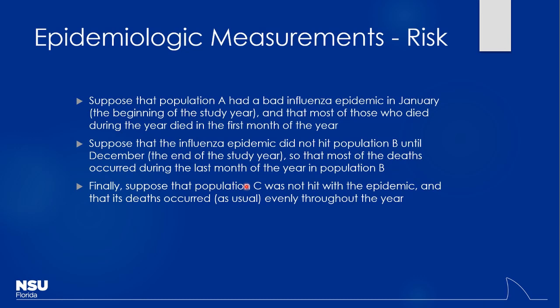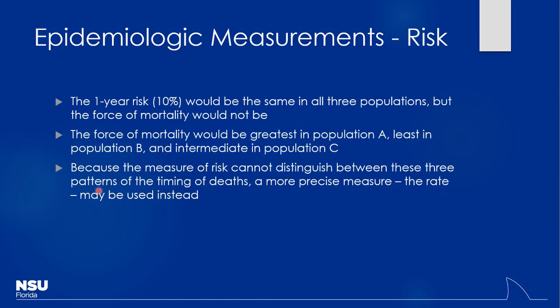Okay? Let's say that influenza epidemic did not hit population B until, say, December, so the following year, and then all 10% of their people died right at the very end. Okay? And then C was not really hit with any epidemics of influenza. Maybe they did better hand hygiene, who knows. But they had a very consistent rate of death throughout the whole period there. So overall, the risk of death is still what? 10% regardless, even though the patterns of death were quite different amongst the different organizations.